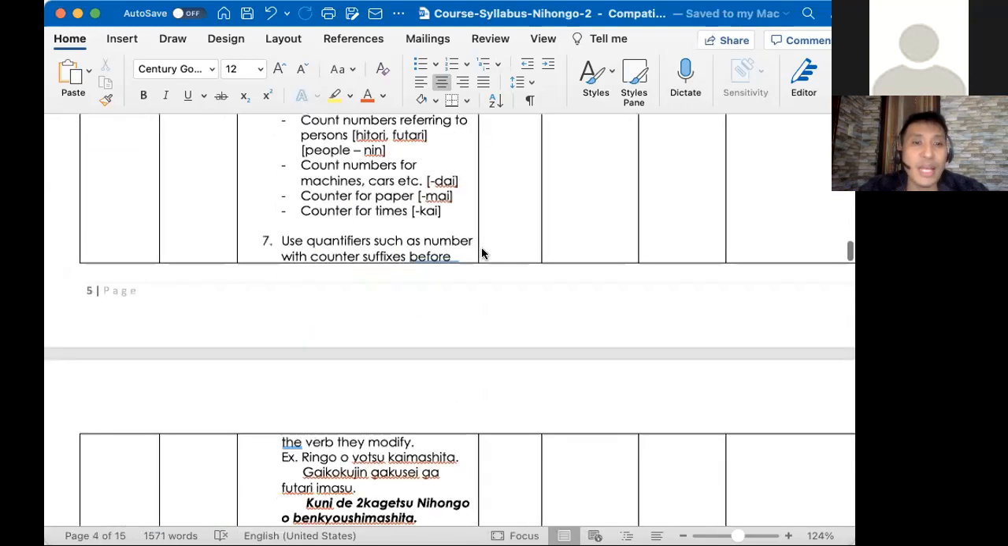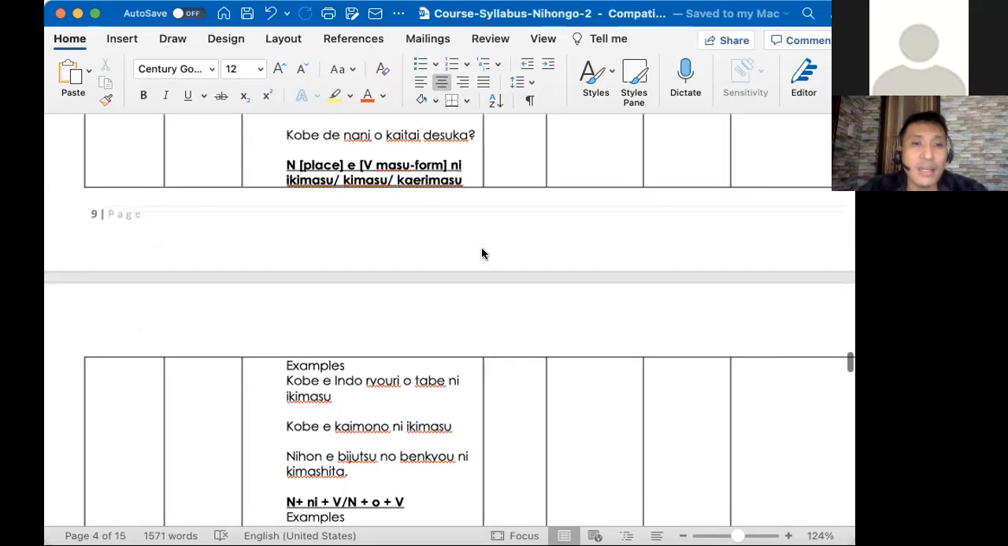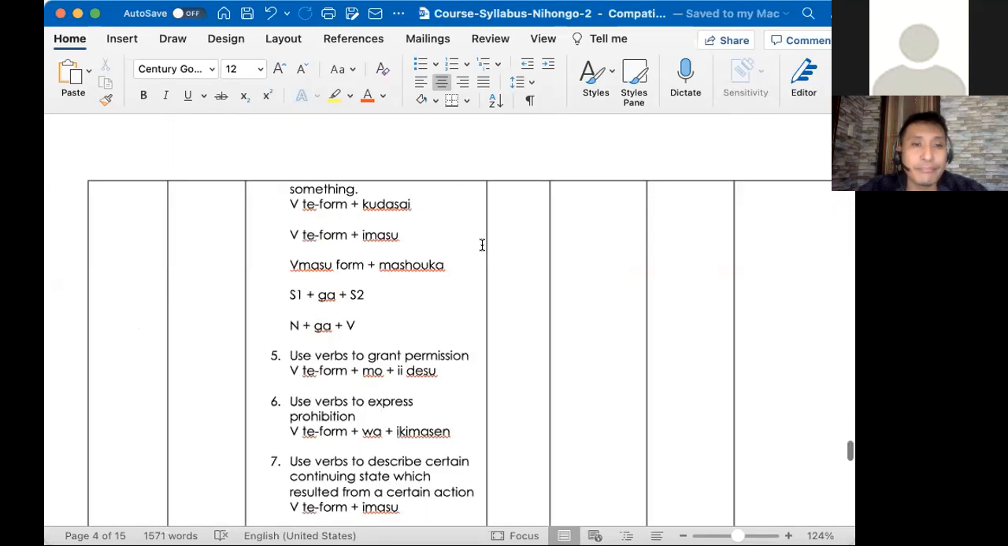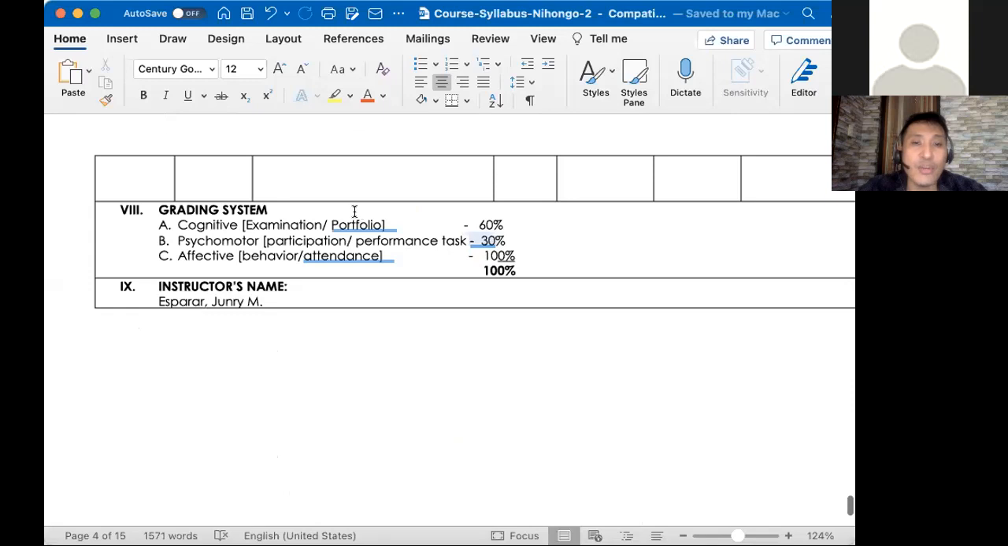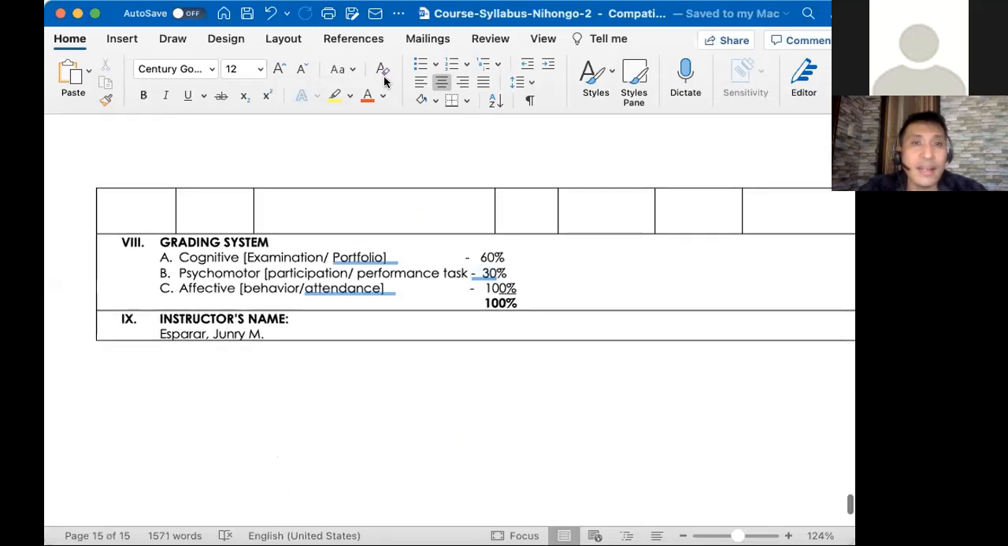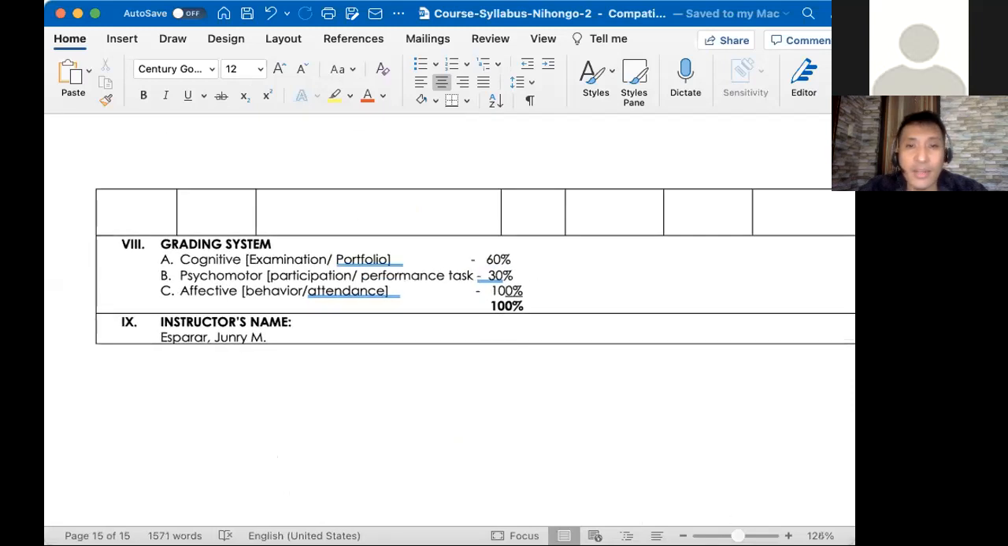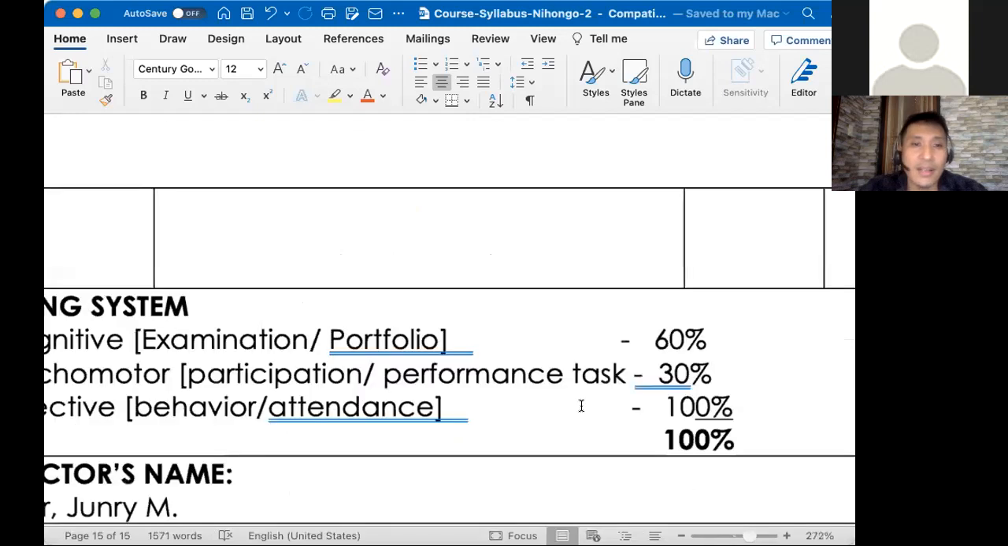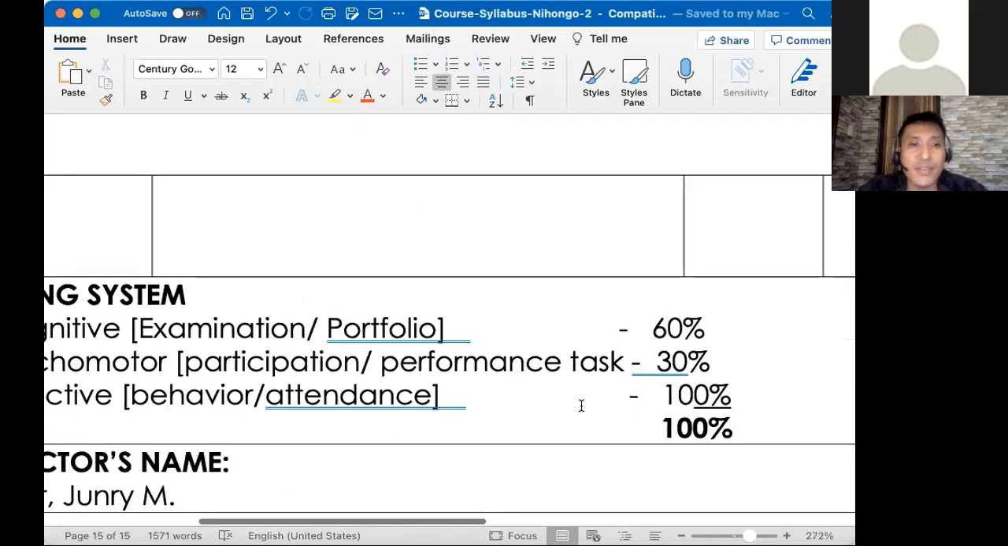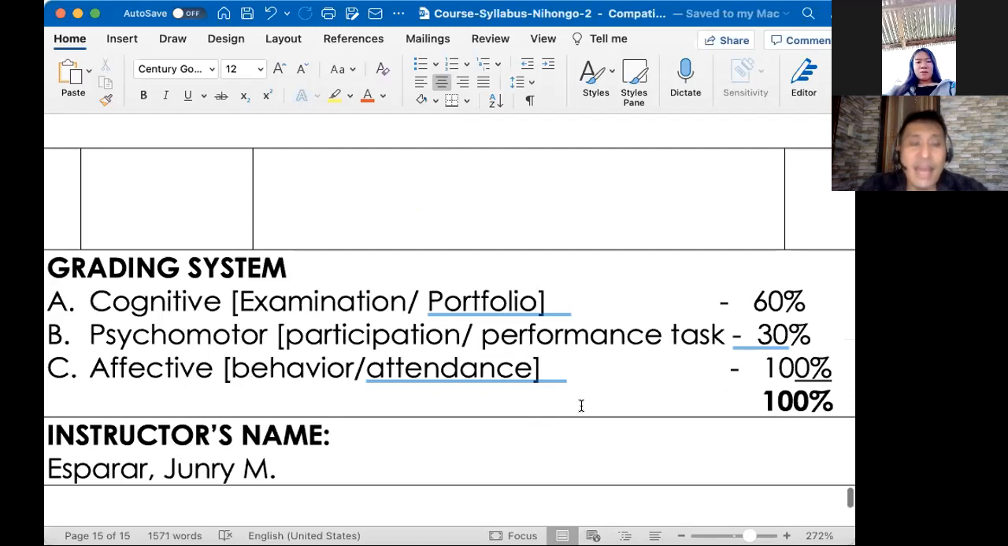Okay, so puntahan natin yung grading system natin. Lalakihan ko lang siya ng konti so that you can see it. Okay, so ito yung grading system natin. So we have only 3 important points to consider in the giving of grades. One is the cognitive domain, which covers your examination and portfolio.